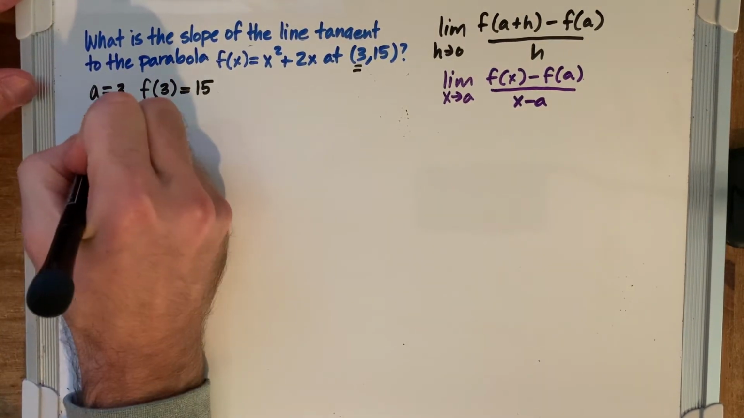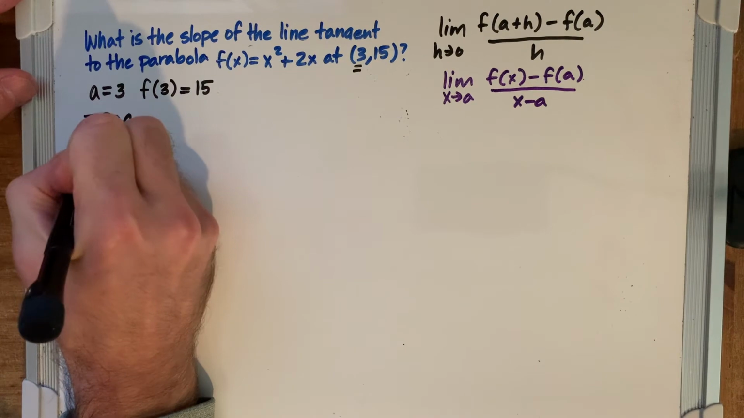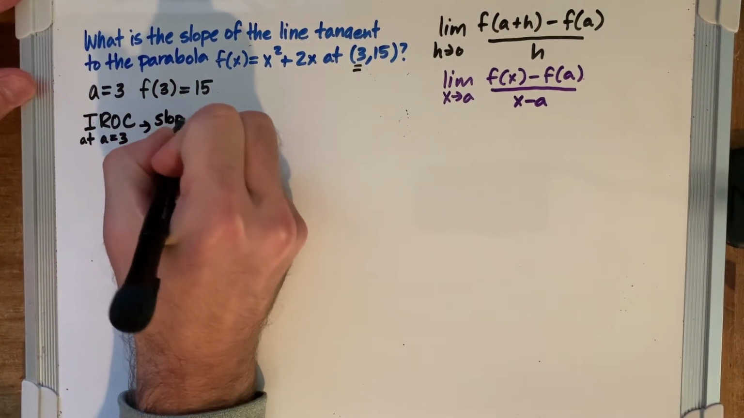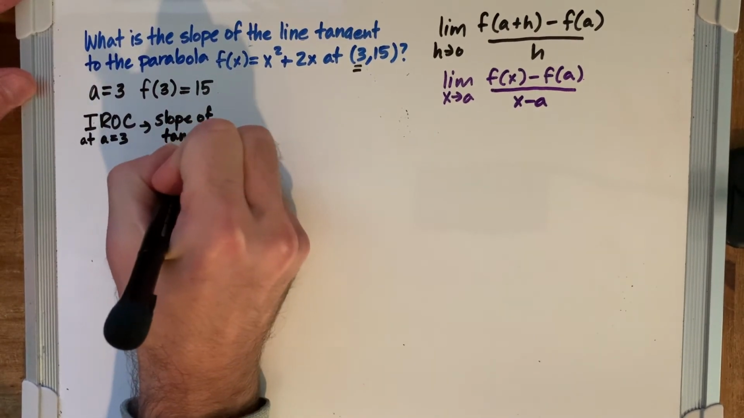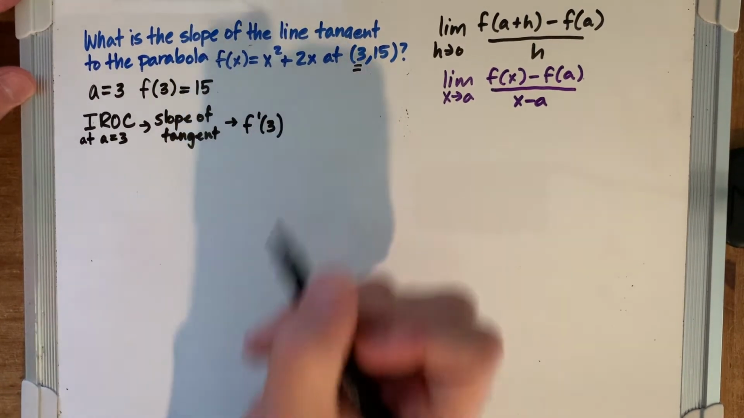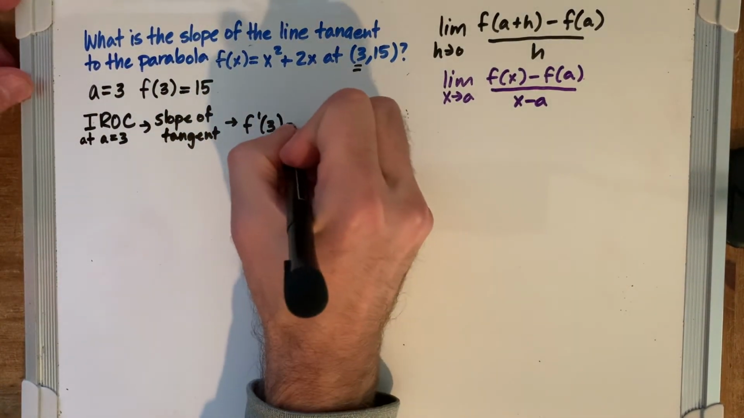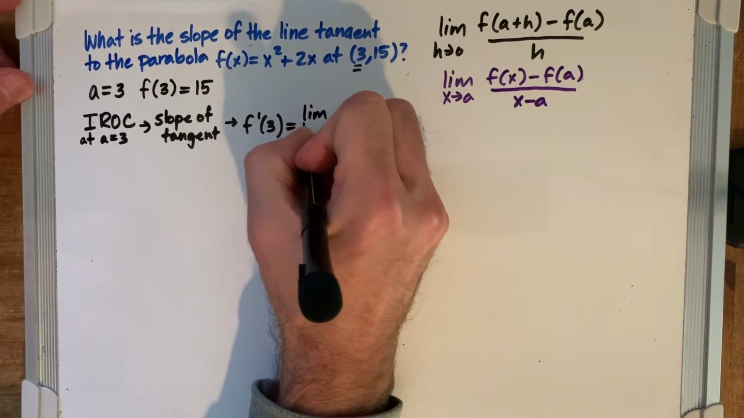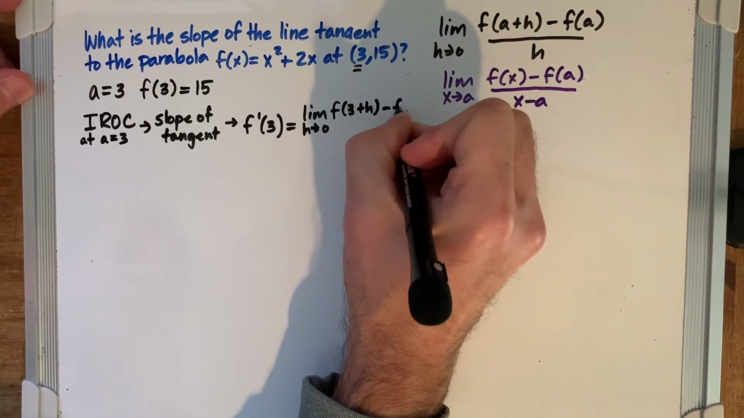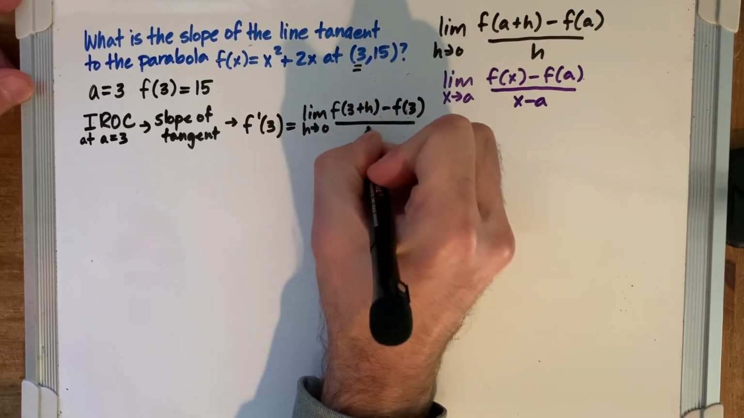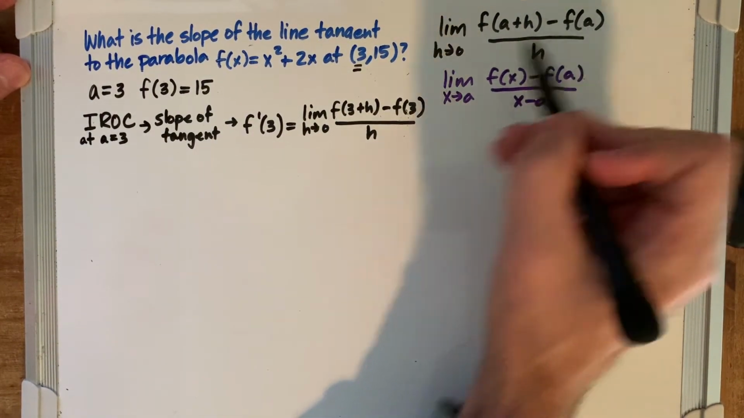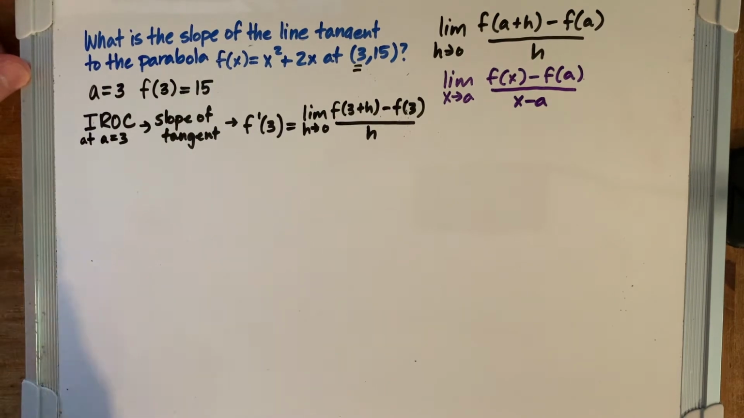We're going to try and find the instantaneous rate of change at a equals 3, which is the slope of the tangent, which is also known here as f prime of 3. It's got a lot of different ways that we talk about it. And that's going to be the limit as h goes to 0 of f of 3 plus h minus f of 3 over h. So again, a in this problem is 3, and so we're just putting that into this definition.